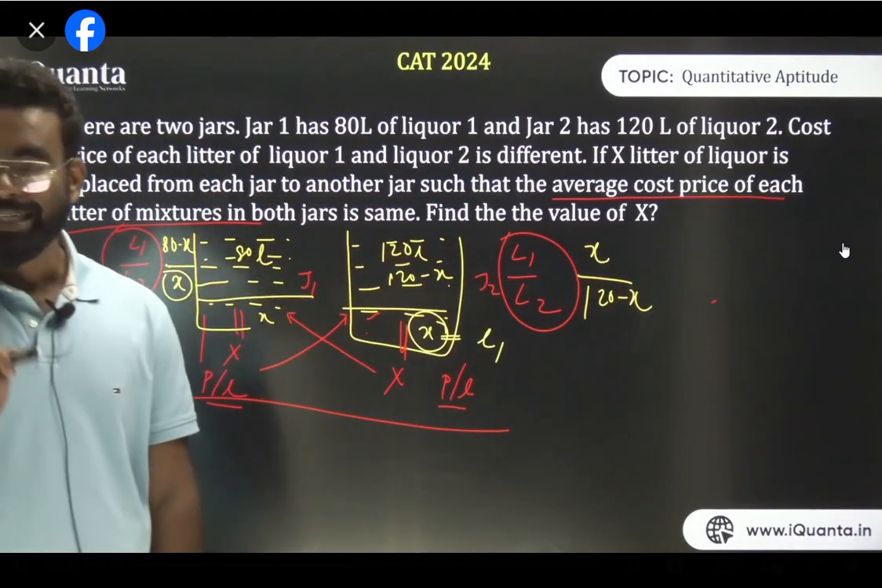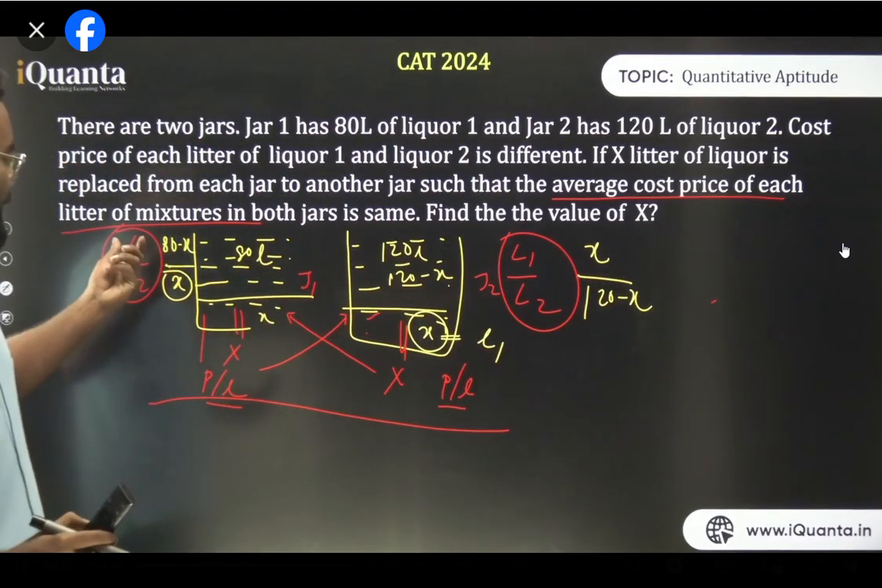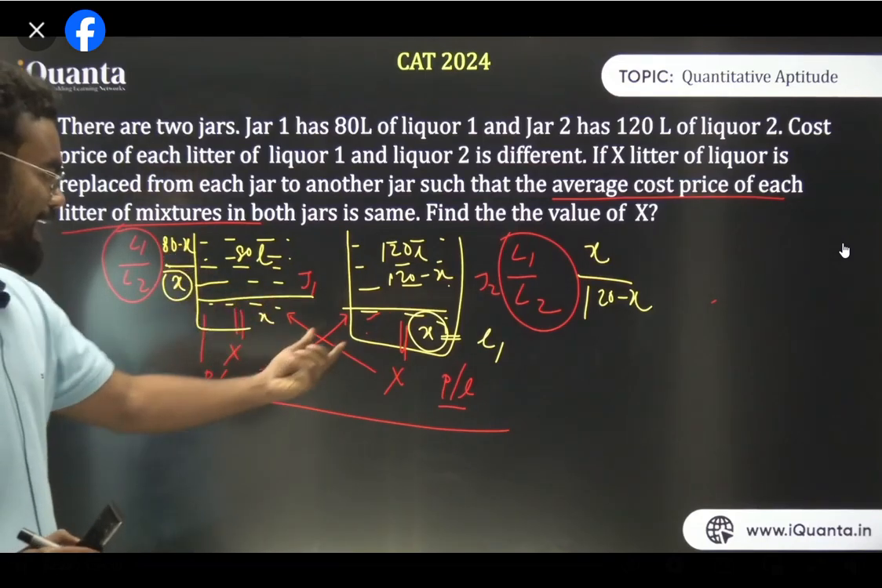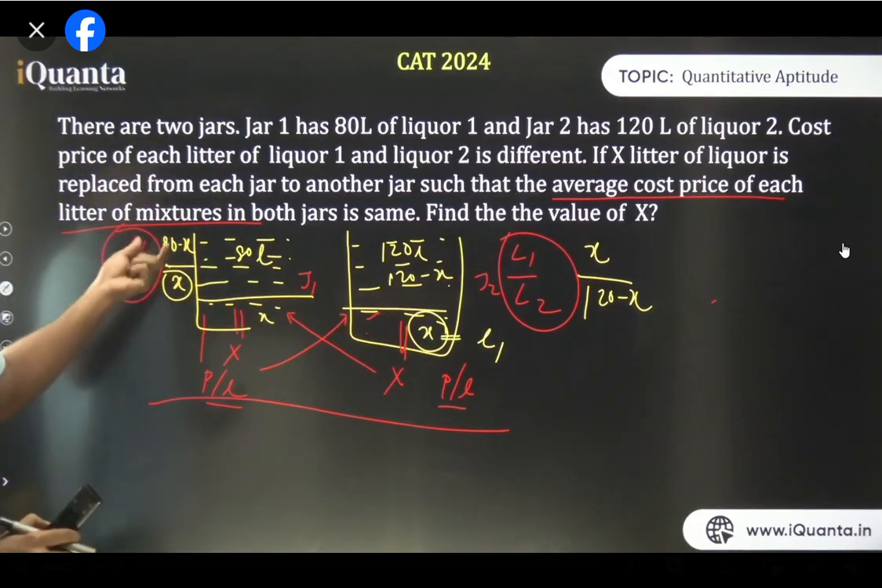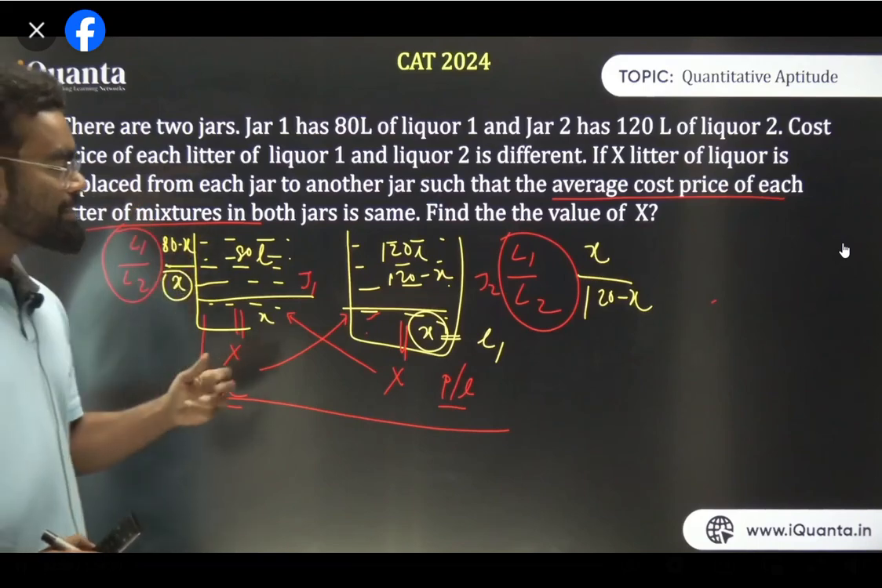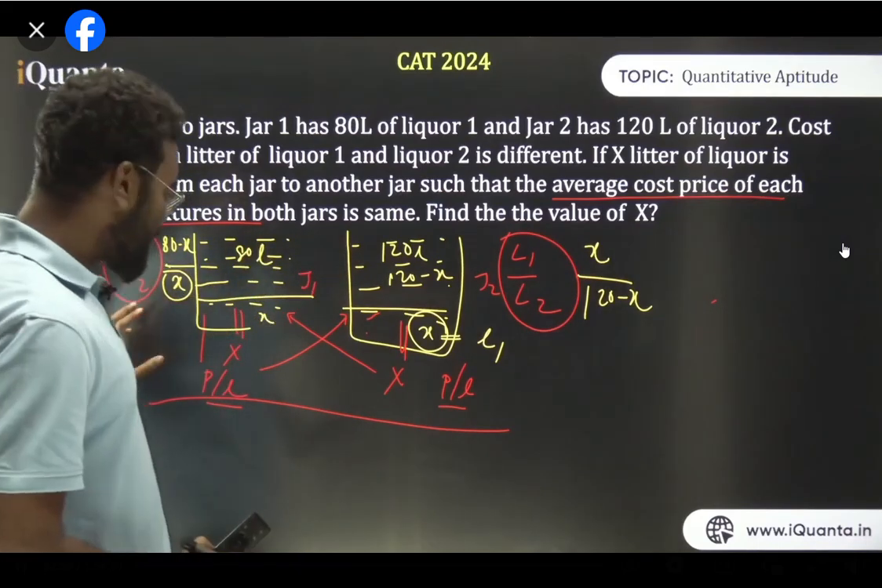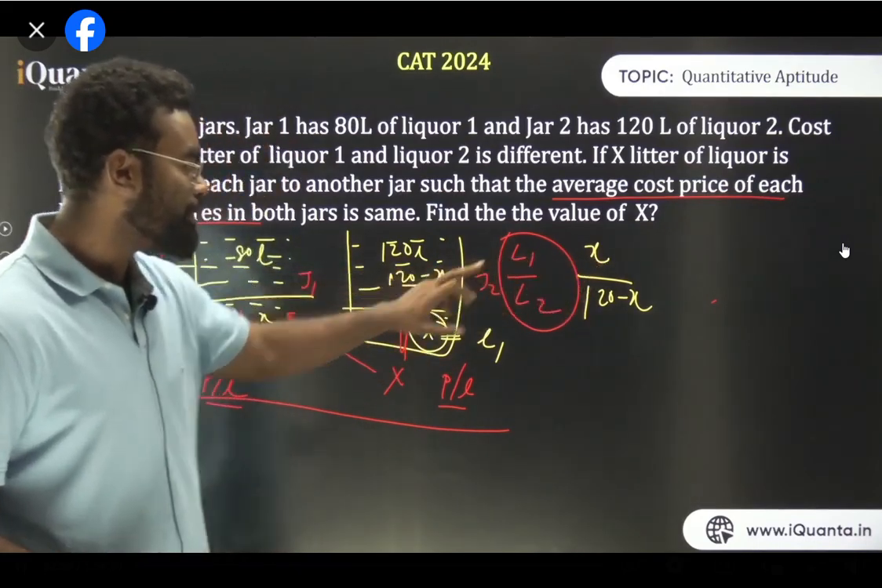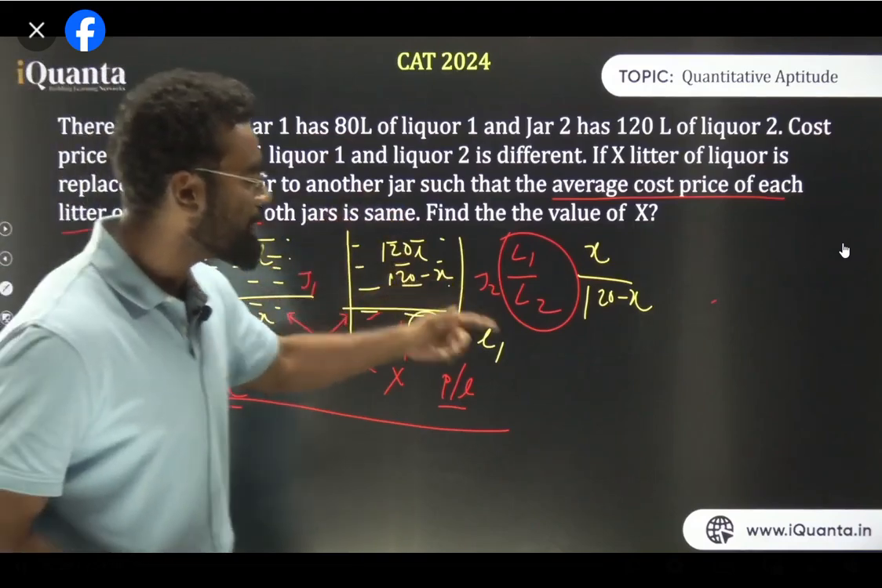Everyone? Is it clear? So in jar 1, the liquor 1 is 80 minus x, because x has been removed, and this x is replaced by liquor 2. So in jar 1, liquor 1 is 80 minus x, and liquor 2 is x. Similarly, in jar 2, how much liquor 1 is there in jar 2? x liters. So x is liquor 1. And what is the remaining? 120 minus x. This has to be liquor 2, 120 minus x.